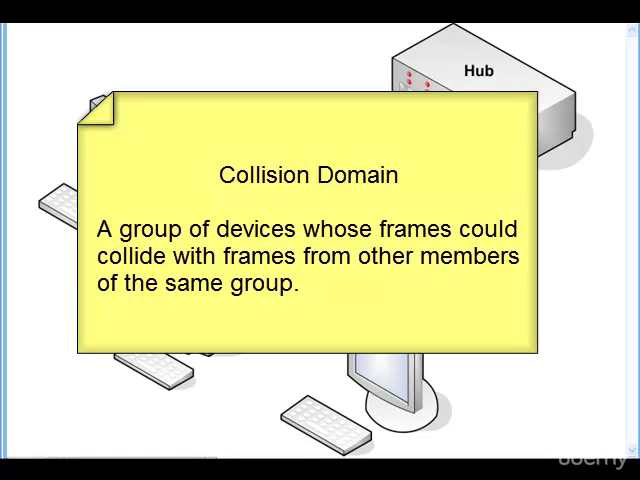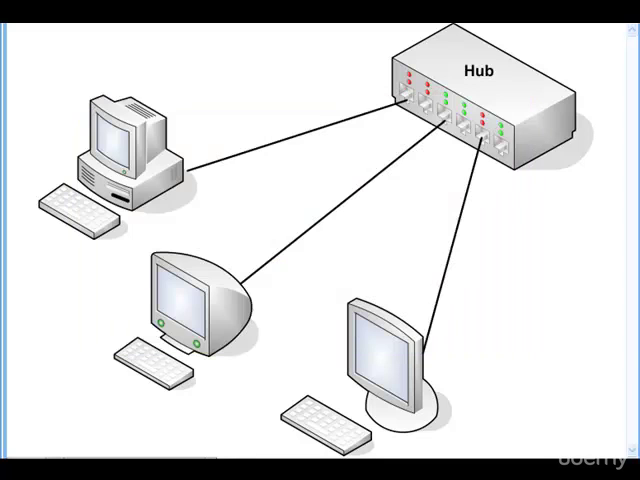Okay, a collision domain is defined as a group of devices whose frames could collide with other members of the same group. So let's say you have two PCs, and if a frame created by either PC could collide with a frame created by the other PC, then those two PCs, both devices, are considered to be in the same collision domain. So let's take a look at how a hub defines a collision domain.